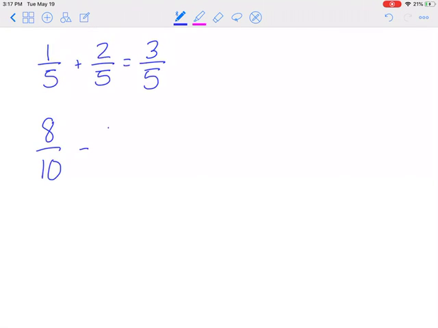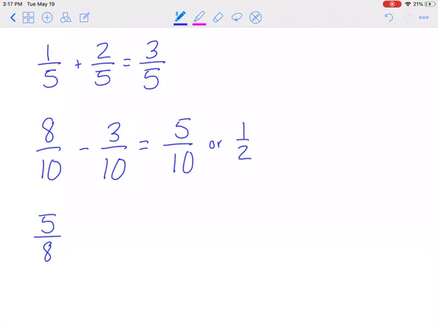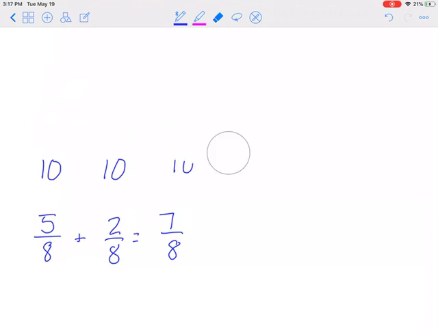8/10 minus 3/10. Well, I know my denominator stays the same, and my numerators get subtracted, and I'm left with 5/10, or you can also write that as 1/2. Okay. 5/8 plus 2/8 equals 7/8. You're just adding across. Okay, now that we got warmed up, we're going to get a little bit more challenging.